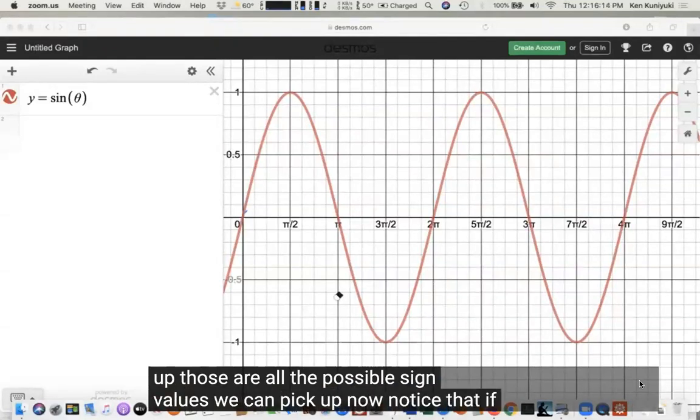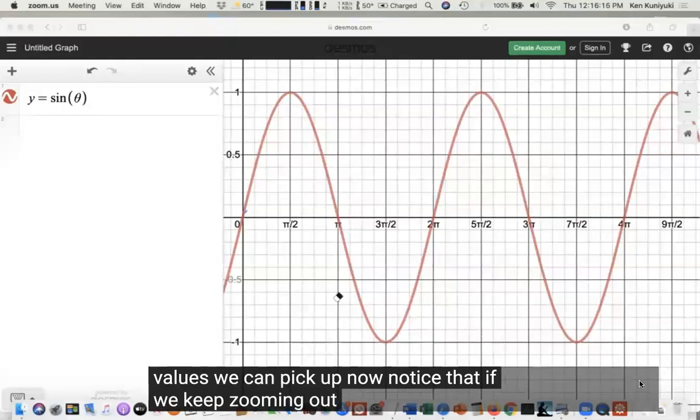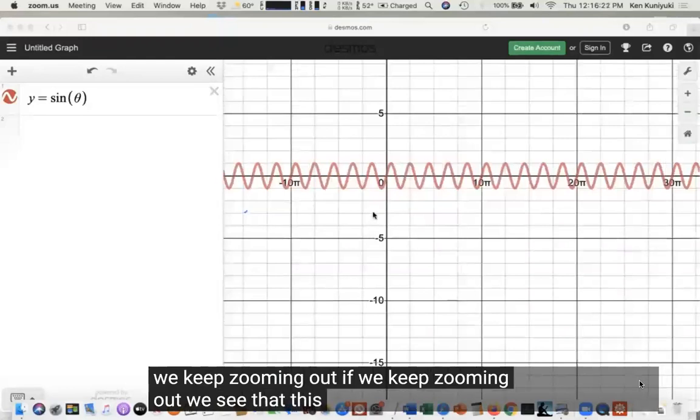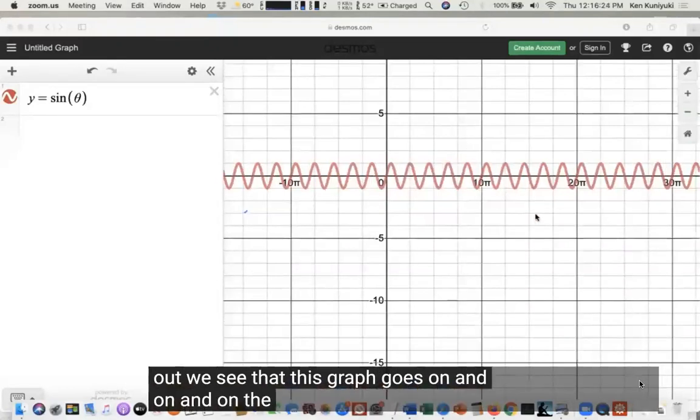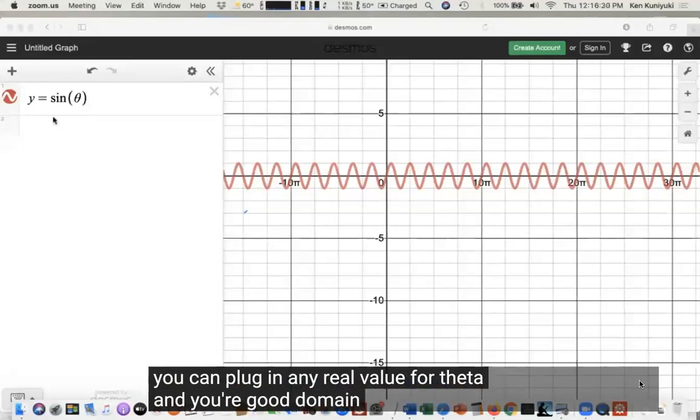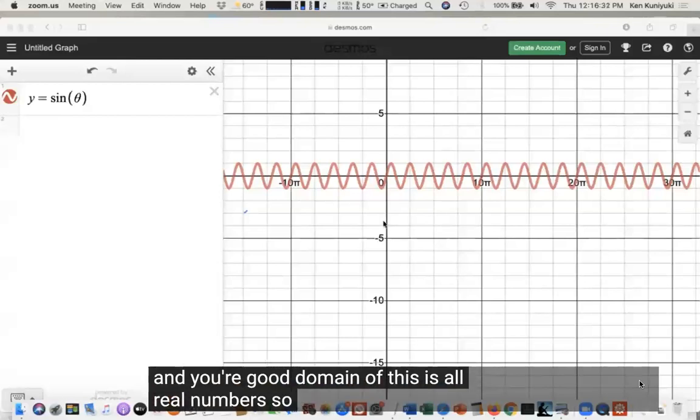Now, notice that if we keep zooming out, we see that this graph goes on and on and on. The domain is all real numbers. You can plug in any real value for theta, and you're good. Domain of this is all real numbers.